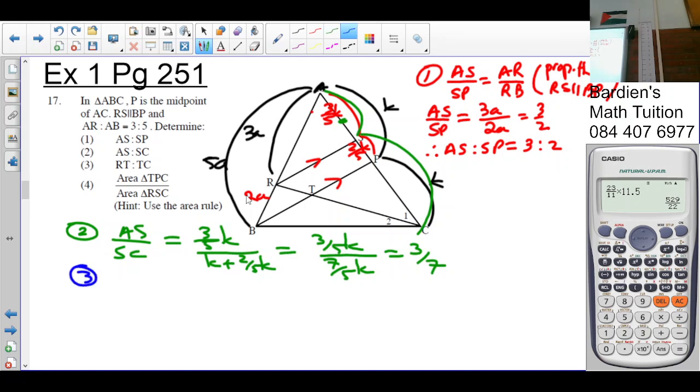Right, number 3. Number 3, they want RT over TC. Again, this is the ratio they wanted out here. So you just say in conclusion that AS is to SC as 3 is to 7. Okay, you know that's a given. So RT over TC. But RT over TC is equal to what? SP over PC. Is that correct? It will be SP over PC.